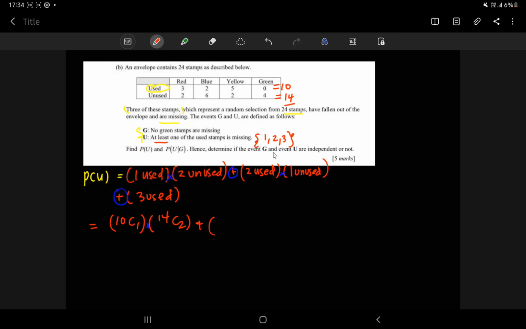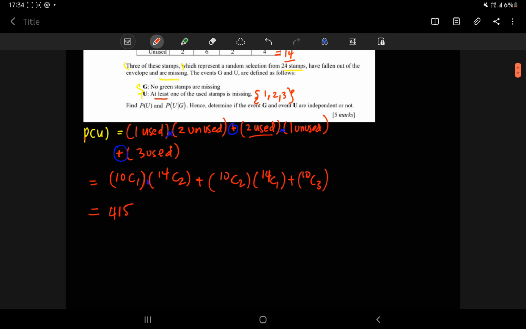Plus 2 used, which is 10 choose 2, multiplied with the one unused, which is 14 choose 1. Lastly is 3 used, 10 choose 3. So we evaluate this. It becomes how much? Wait, let me check. 415. Okay, 415.